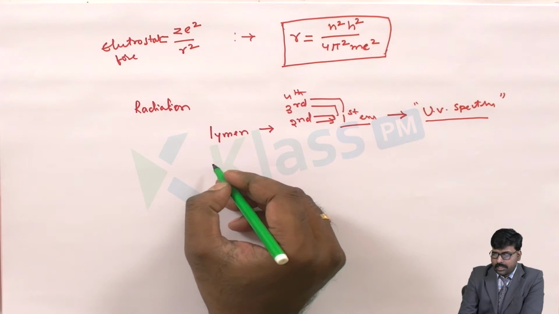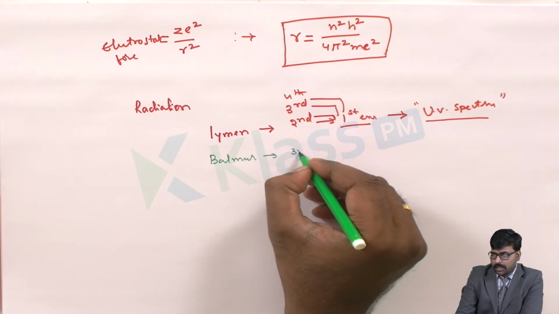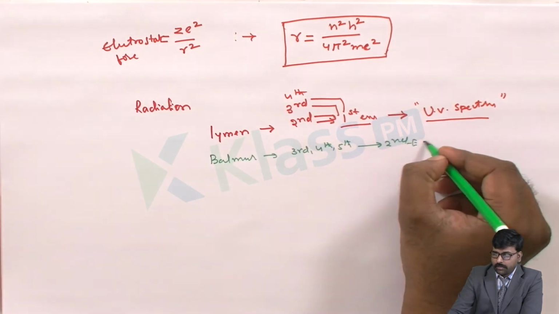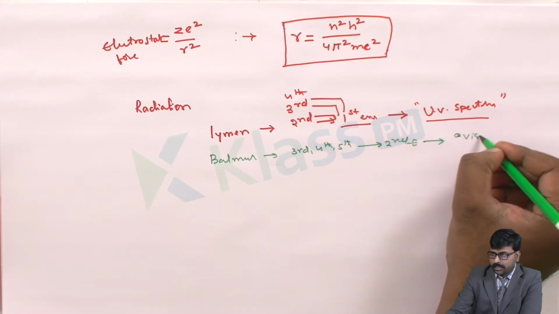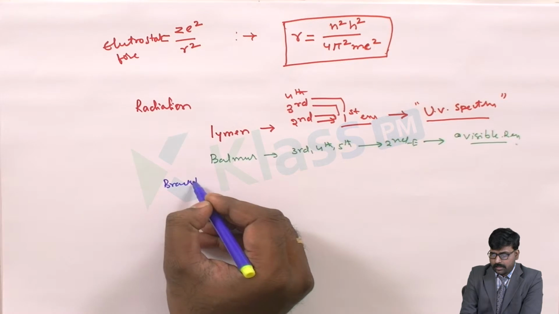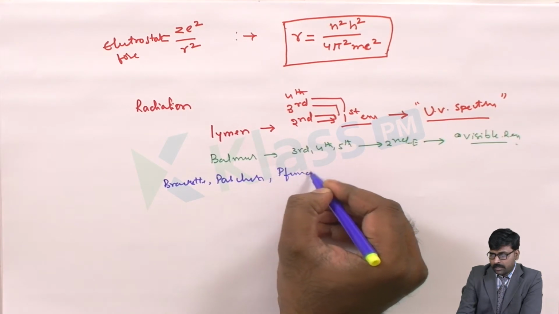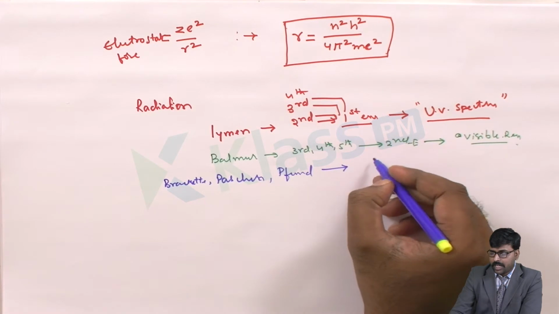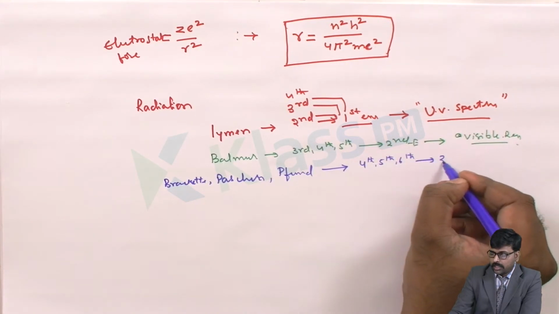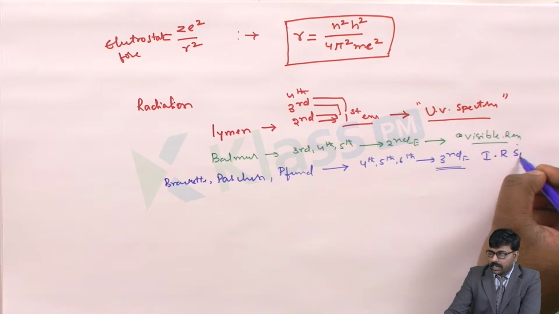Then the Balmer series is the visible region, where the electron falls from the higher energy levels, third, fourth, or fifth, to the second energy level, and the radiation appears in the visible region. And then Paschen, Brackett and Pfund, where the electron jumps from the higher energy levels, starting from the fourth, fifth, or sixth, to the third energy level, and the radiation appears in the IR region.